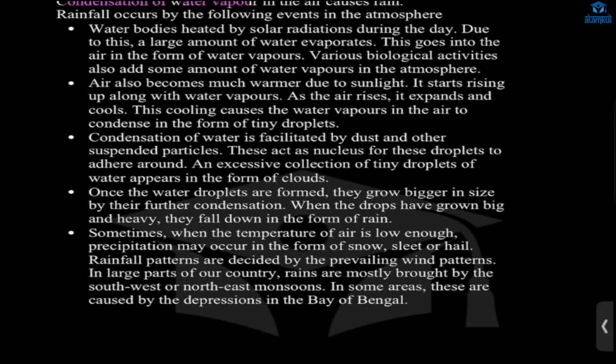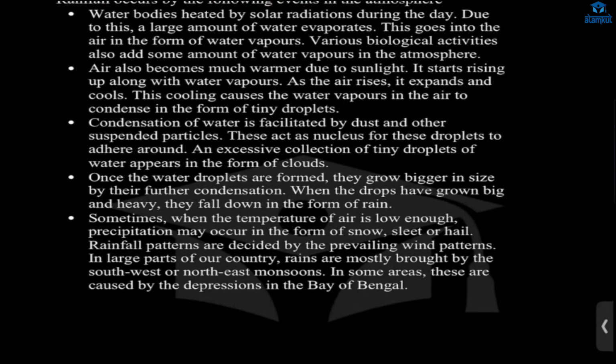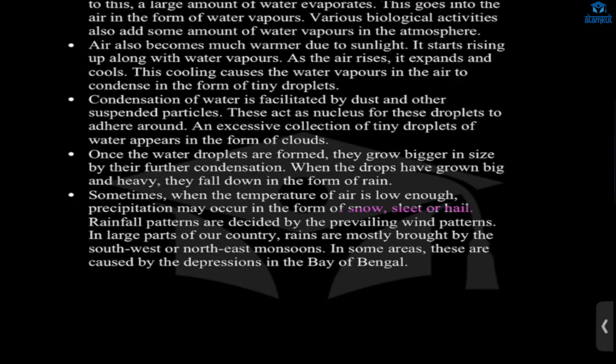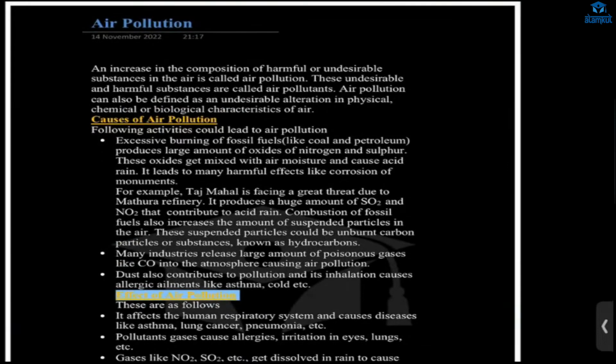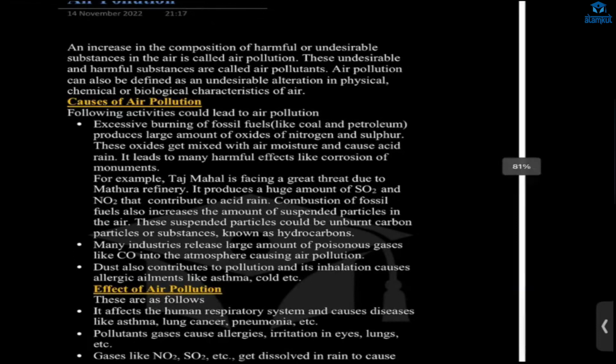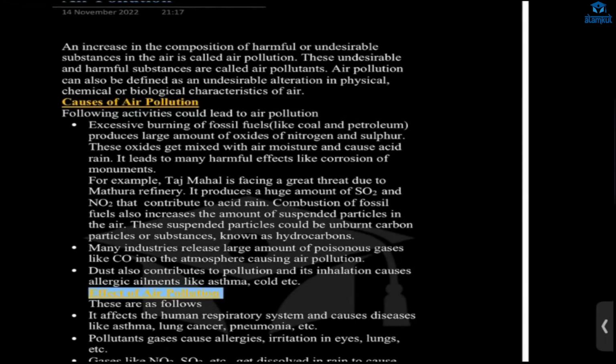the form of rain. If the temperature is low enough, then the precipitation, right, the rainfall, it will be in the form of snow, sleet, or hail. And this rainfall, it will depend on the wind patterns. Next, we have air pollution. Now, we have talked about the air, right? So, air pollution, what are the activities which will lead to air pollution?